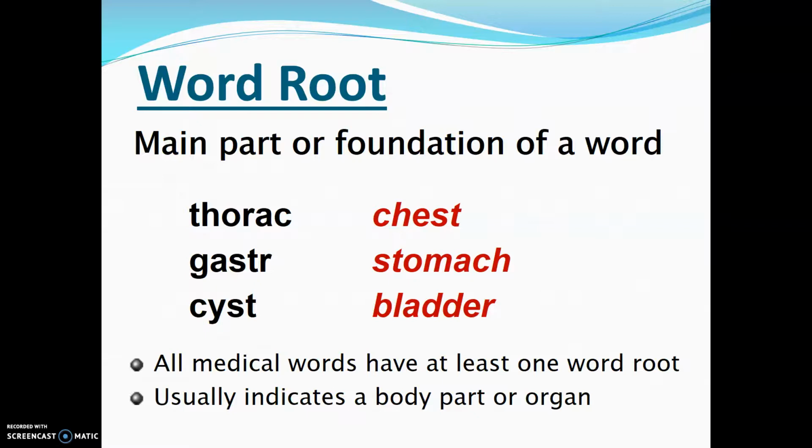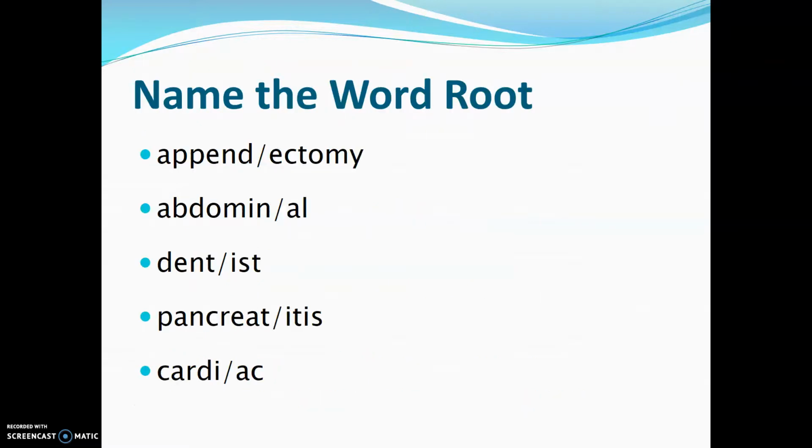The word root is the main part or foundation of a word. Thorac means chest. Gaster means stomach. Cyst means bladder. All medical words have at least one word root. This usually indicates a body part or organ.